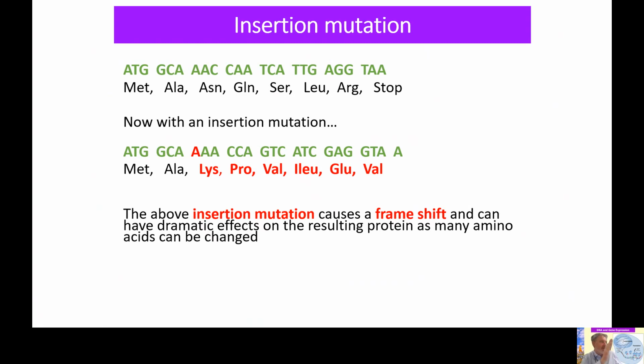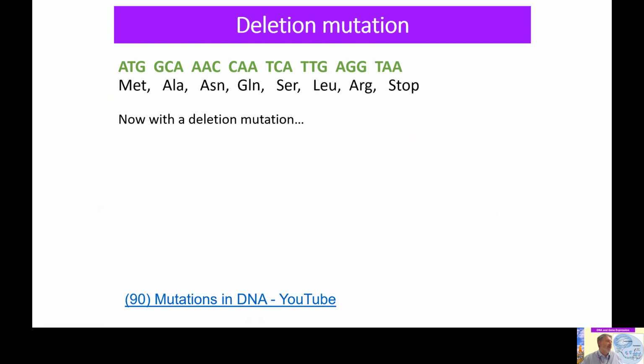We've moved where the ribosome gets its code for the amino acids along. So you can imagine the ribosome comes along, normally AAC makes asparagine, comes along here and it reads AAA and makes lysine instead. So it's all shifted a bit, and therefore many amino acids could be changed, which could be pretty disastrous. A deletion, okay, so that's the opposite of an insertion.